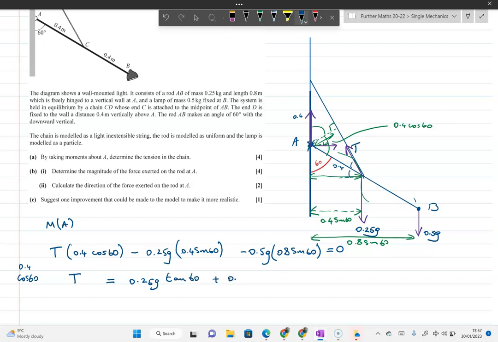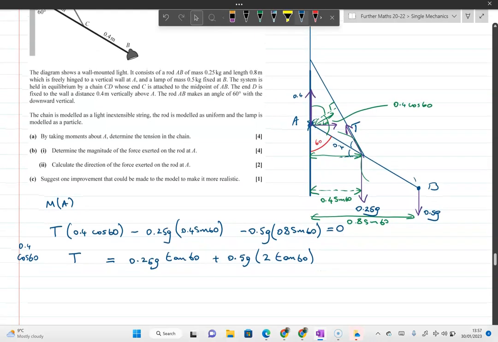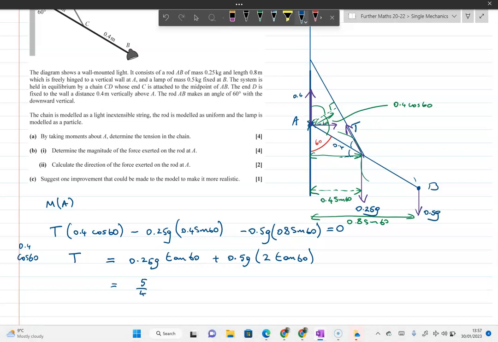plus 0.5g times 2 tan 60. Tan 60 is equal to the square root of 3. So this is going to be 1.25 root 3, or 5 over 4 root 3, g, which comes to 21.2 newtons to 3 significant figures. But I'm storing that in the calculator anyway, because I'm going to need it in the next part. So that's the first part.